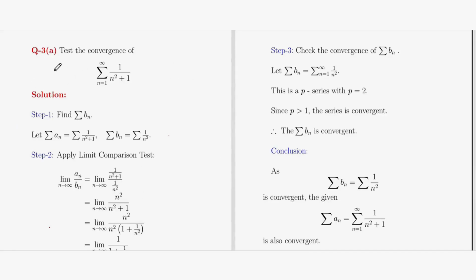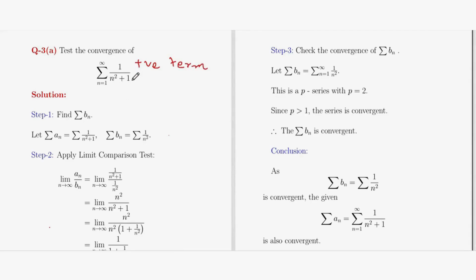Question number 3a, test the convergence of the series 1 upon n square plus 1. Now, first of all, we will discuss which test is useful to solve this sum. First observe that this series is a positive term series, because all terms are positive.